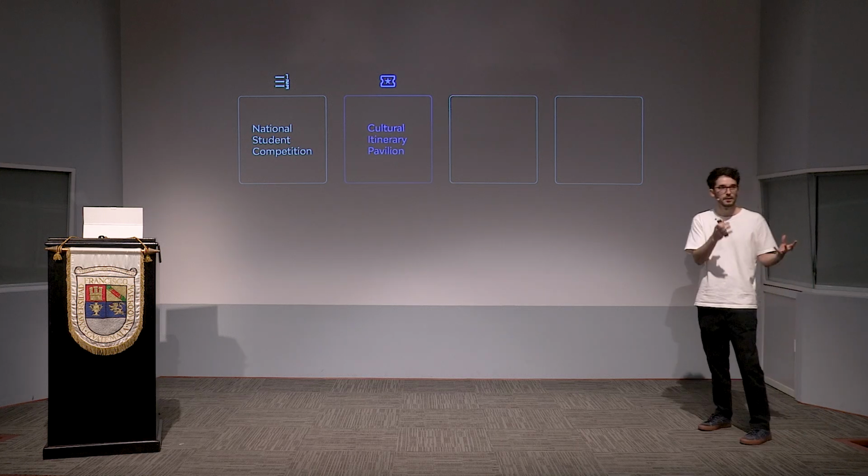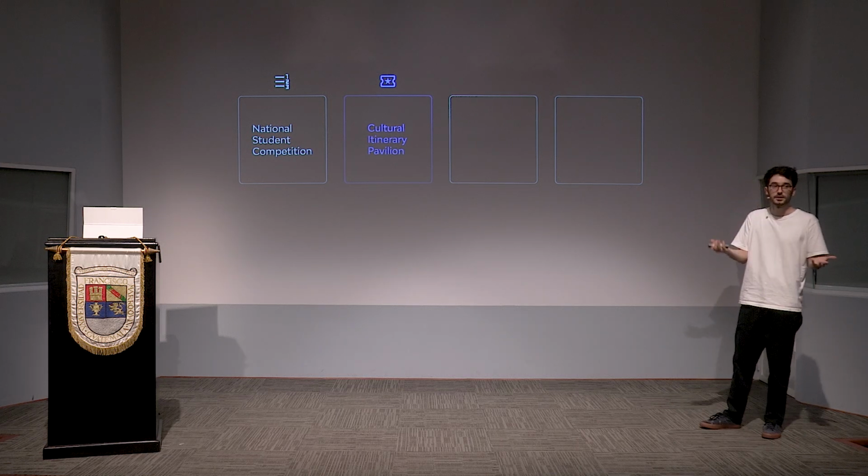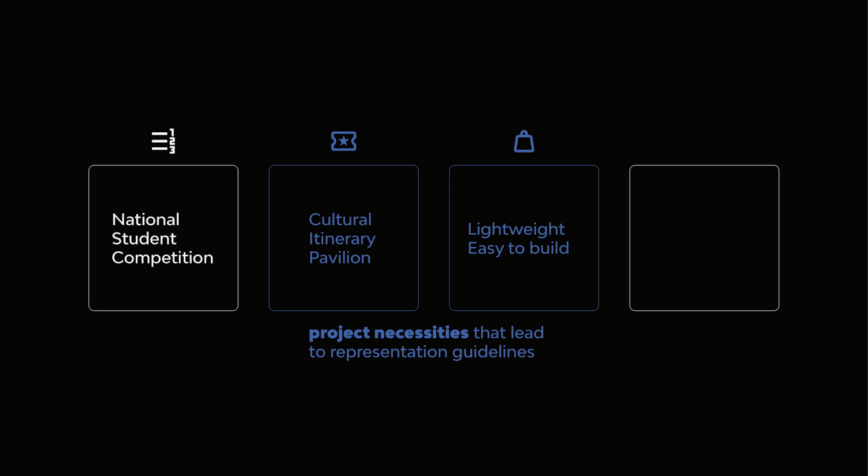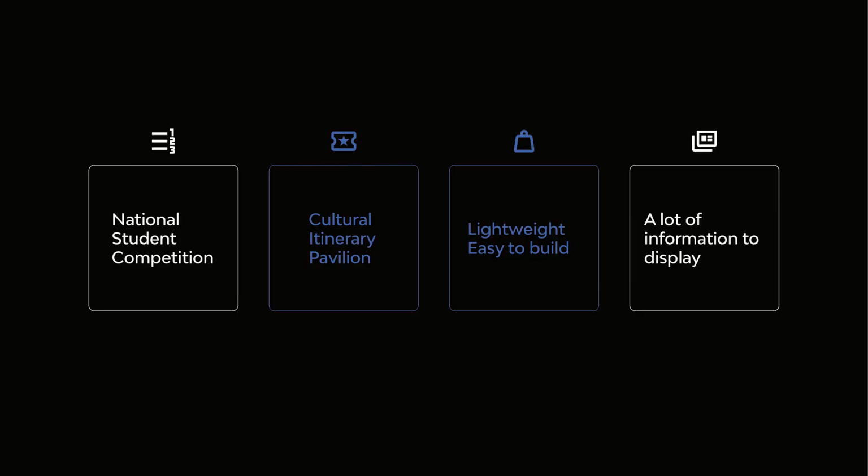Itinerary is something that you can build and rebuild and move just like a circus. So the design had to be lightweight and easy to build. Not that this really impacted the visual communication part, but just to give you some context. But still, it also led me to some representation guidelines. And since this was a competition, I had to display a lot of information, and I had only 2 boards to do so. And this got me first place on the national competition.